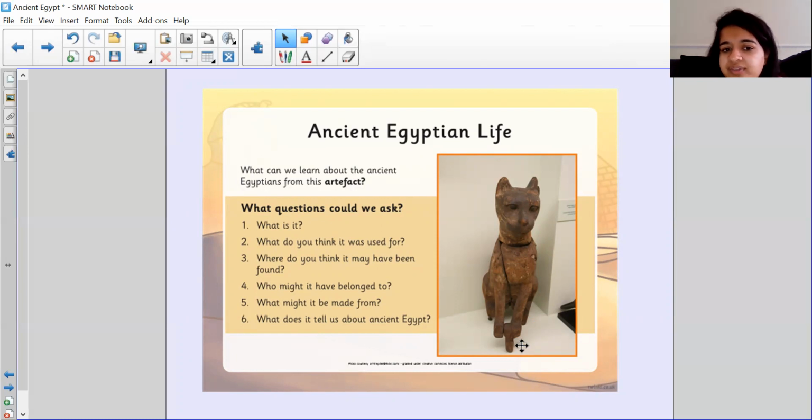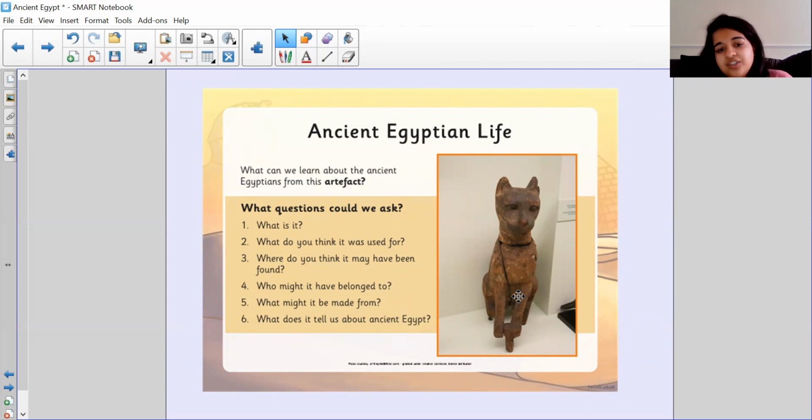Okay, where do you think it might have been found? Well, if I'm saying it's a type of decoration, maybe it was found in someone's house. Maybe it was found in one of the shops. Maybe it was found in the pyramids that we know about ancient Egypt. Okay, who might it have belonged to? Well, again, having a guess. Maybe it belonged to someone that liked cats, someone that wanted a decoration. Maybe it belonged to a king that enjoyed having statues of cats around his palace.